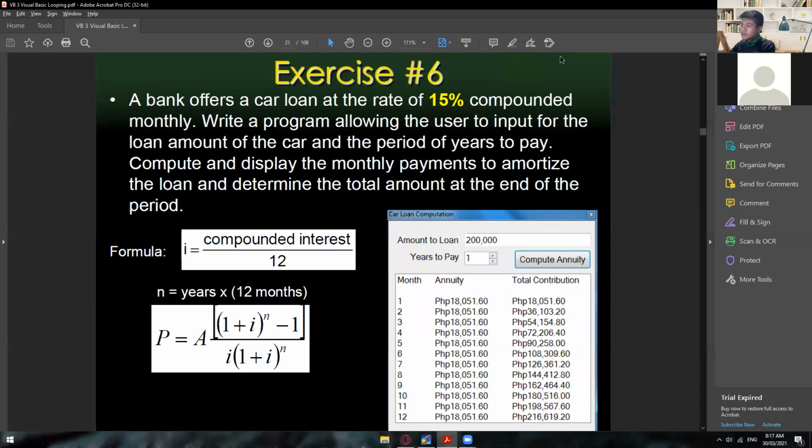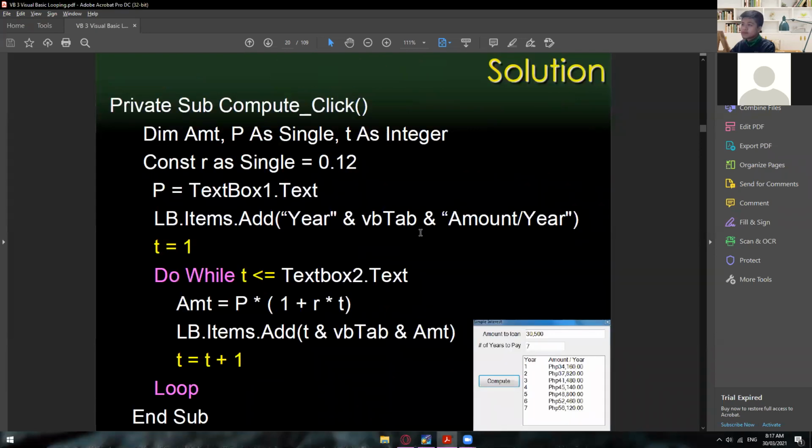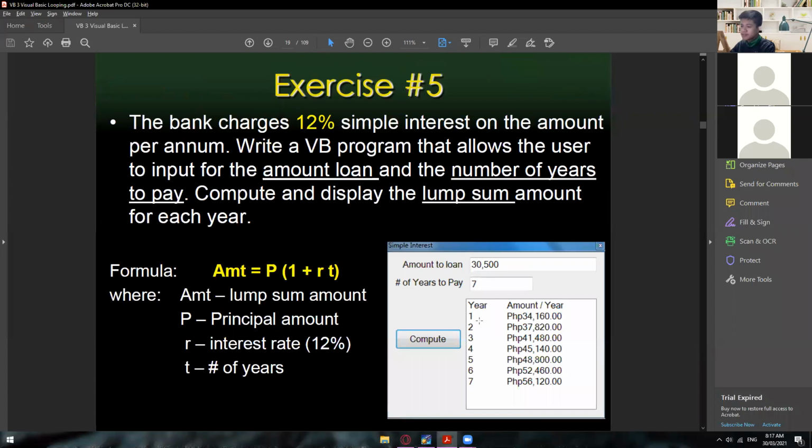So this is where we stopped last meeting. Right here, exercise number 5. I mean yesterday, not last meeting. So any questions so far regarding your exercise number 5?